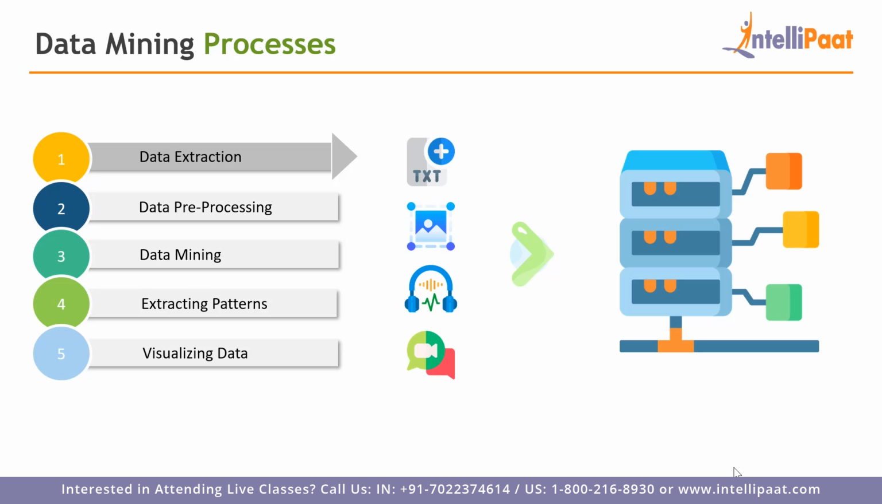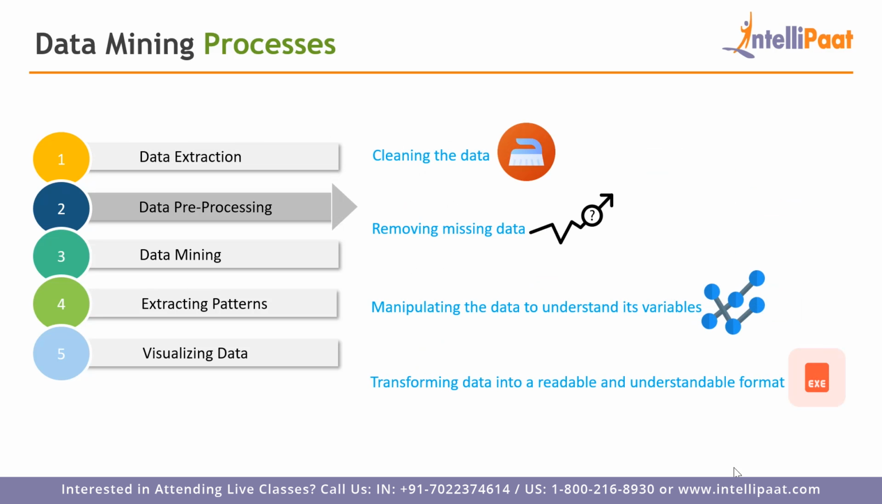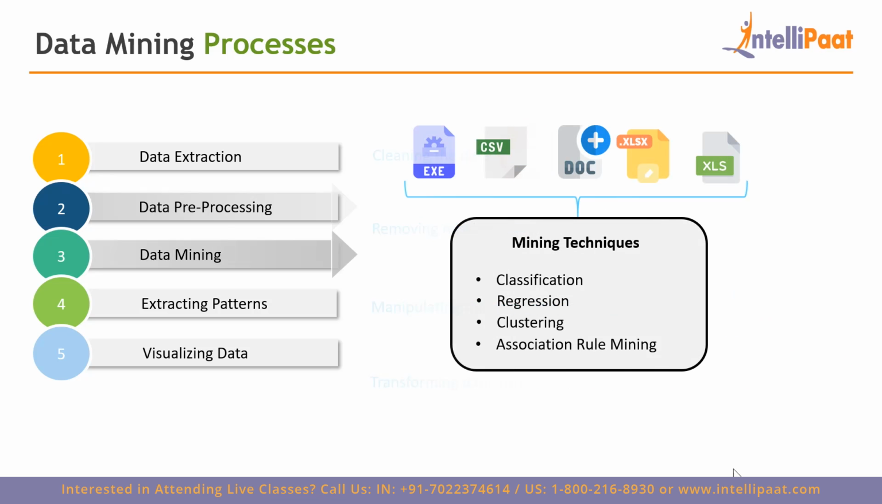So the next process is data pre-processing. It consists of cleaning the data, removing the redundancies, and after that removing the missing data, then manipulating the data to understand its variables so that we can understand the relationship and the association between the variables and the data points in the entire data set, and finally transforming data into a readable and understandable format so that machines can understand the data very well and we can work on it so that we can make a predictive model out of it.